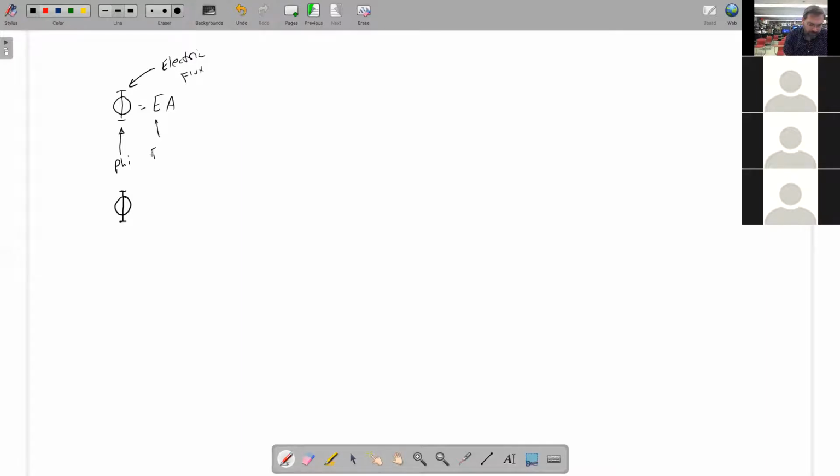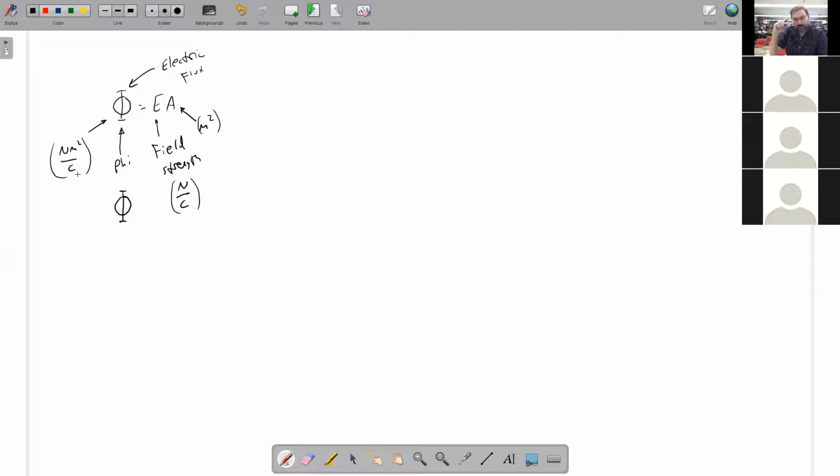And this is field strength, which you know has the unit Newton per coulomb. Then you have area, which is in the unit meters squared. So that makes the electric flux have the unit Newton meters squared per coulomb.